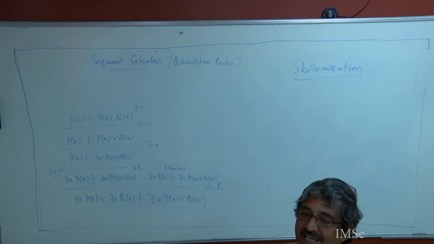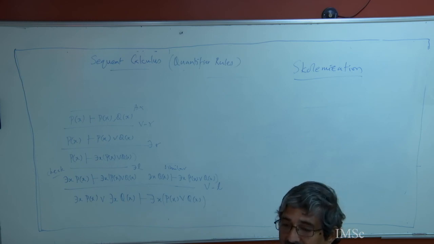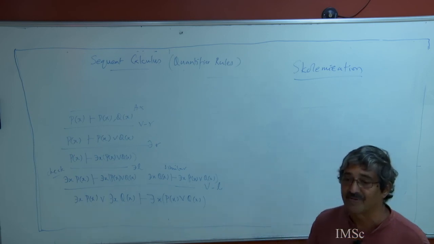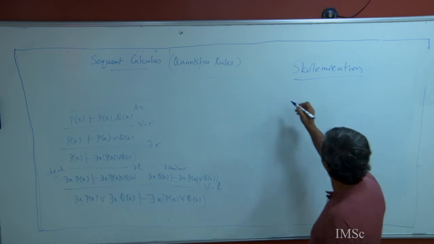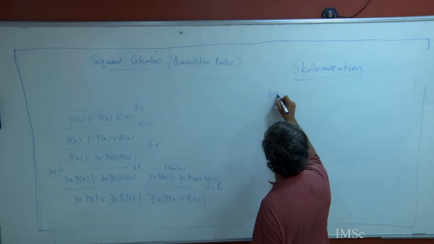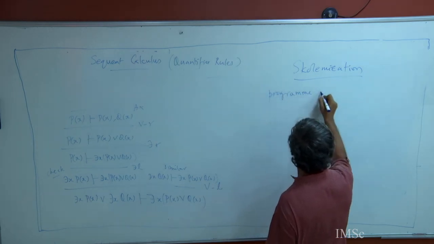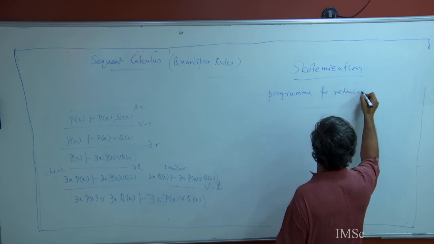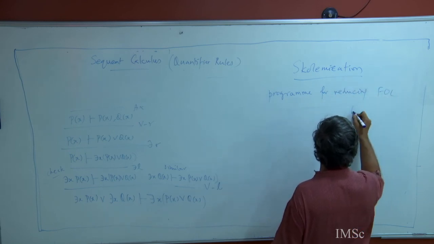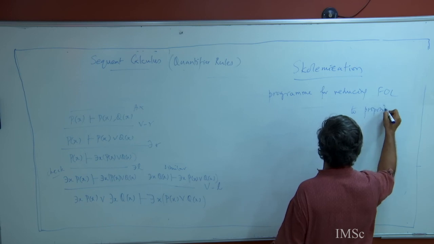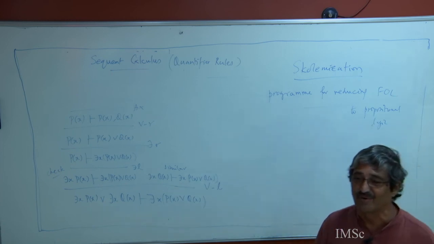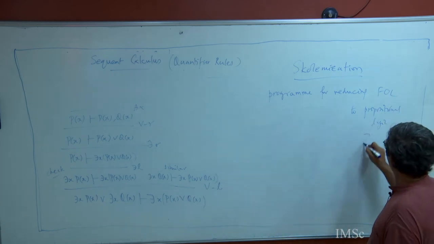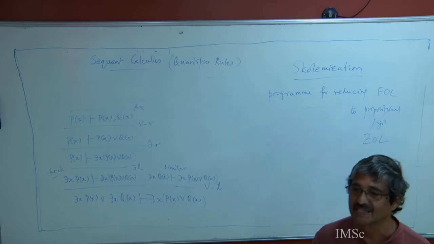Now you're going to have literals here as well. That means you have atomic formulas or negations of atomic formulas, and you can have disjunctions of them, and you take conjunctions of them. But what happens to quantifiers? Skolemization is a way of getting rid of quantifiers. So Skolemization, I usually call it a program for reducing first order logic to propositional logic. Well, not quite propositional logic, because what do you do with all the symbols? This is really what we call ZOL, the zeroth order logic, right?